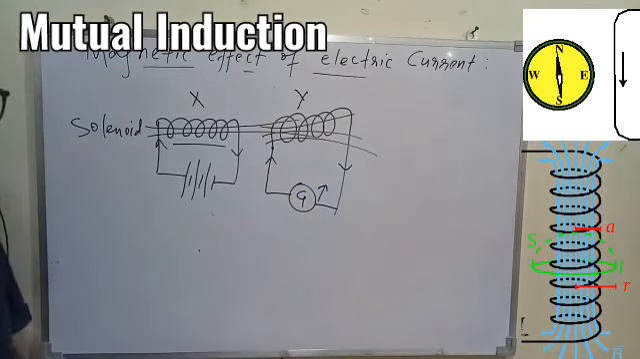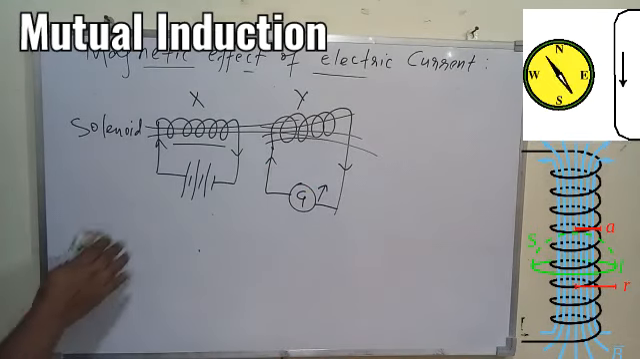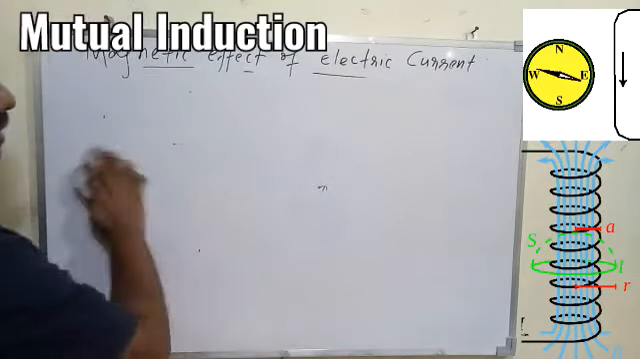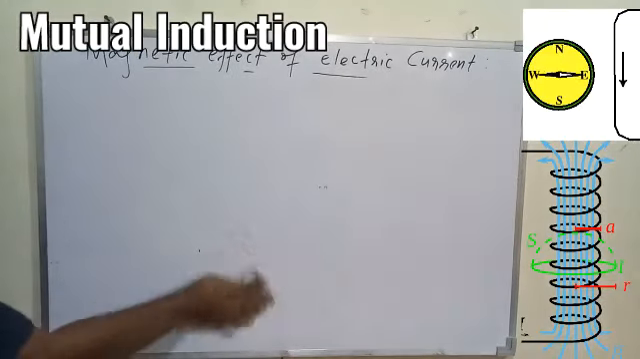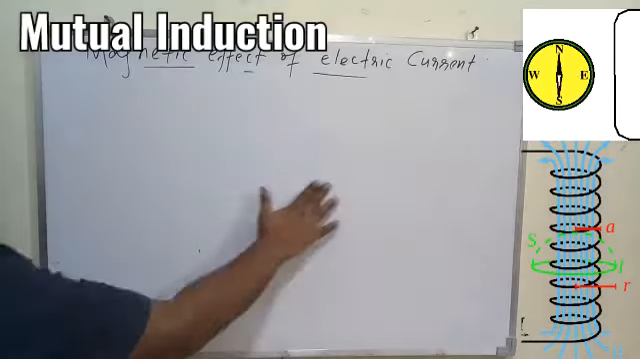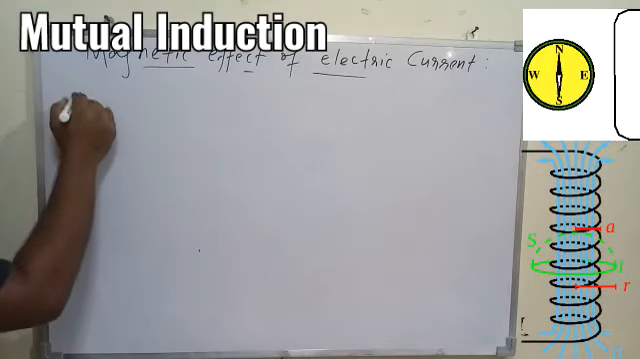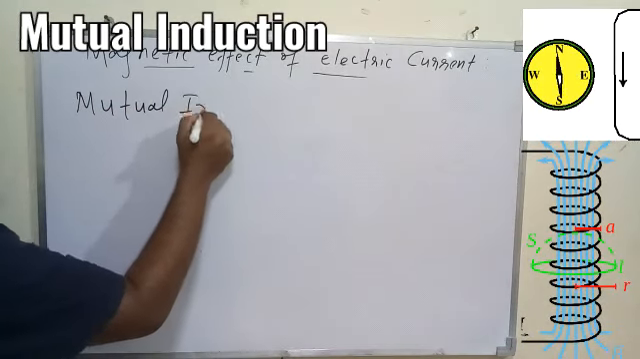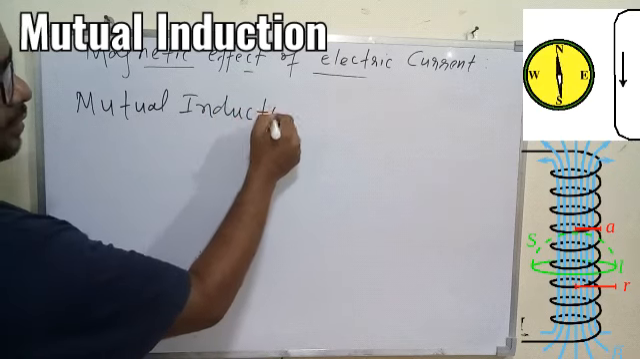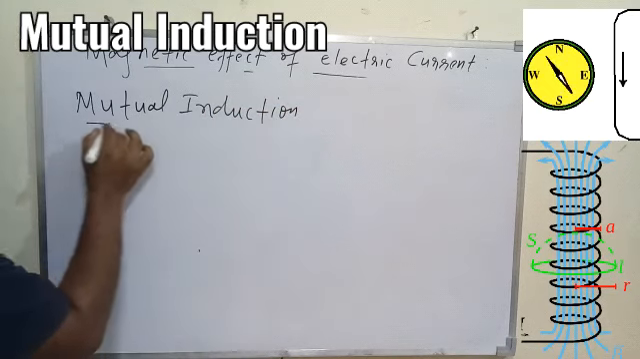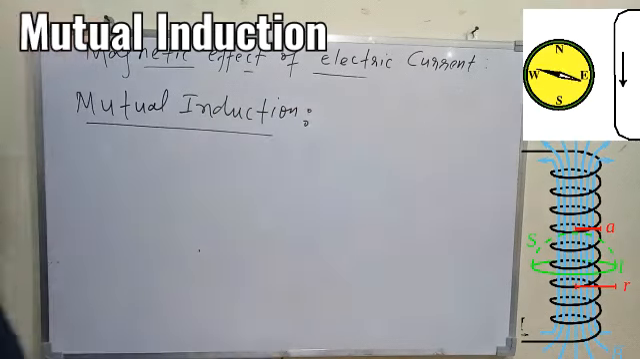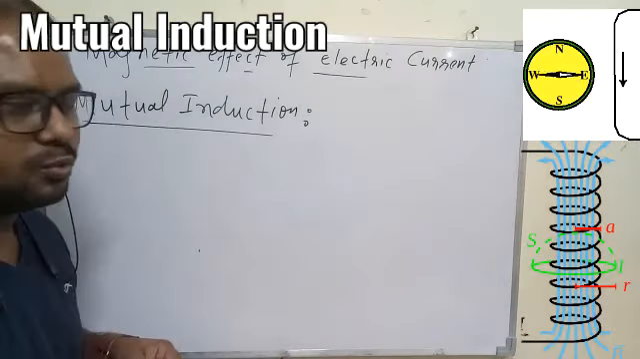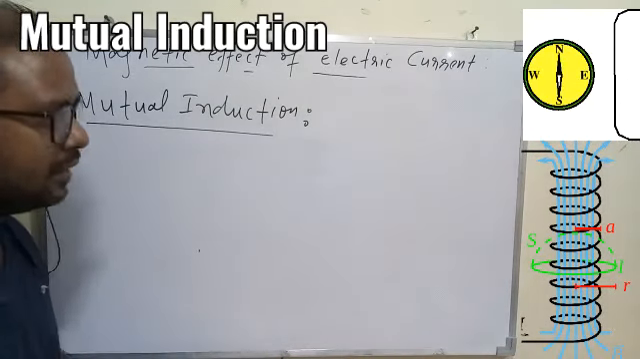This concept is called mutual induction. You will understand what I mean; we'll try to understand with the help of an activity. So we are going to talk about mutual induction. This is nothing but EMI only, electromagnetic induction, but now we are not going to take the help of the magnet, we are going to take the help of the electric current only.